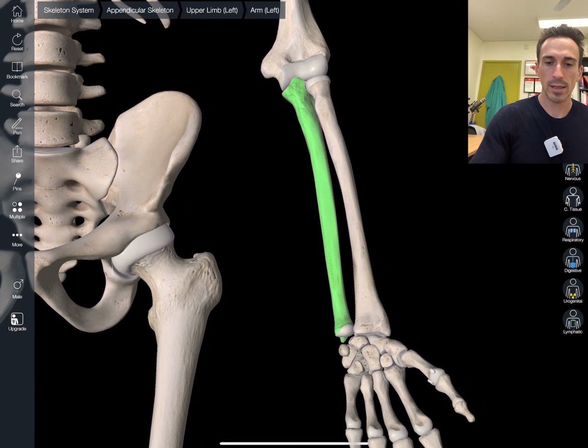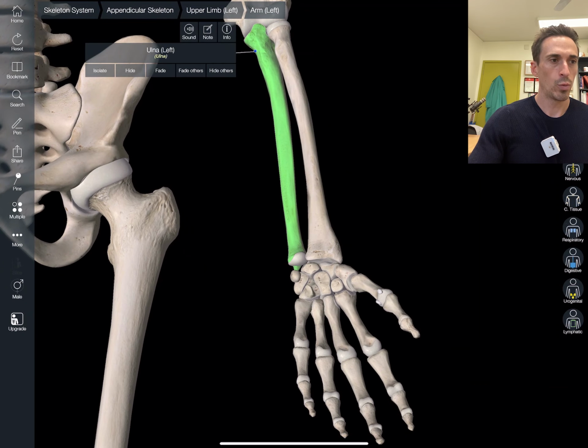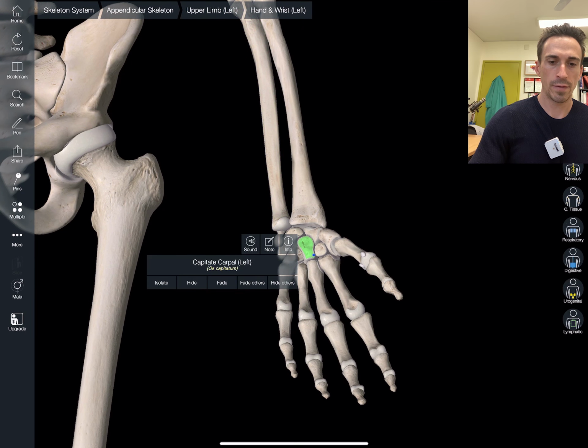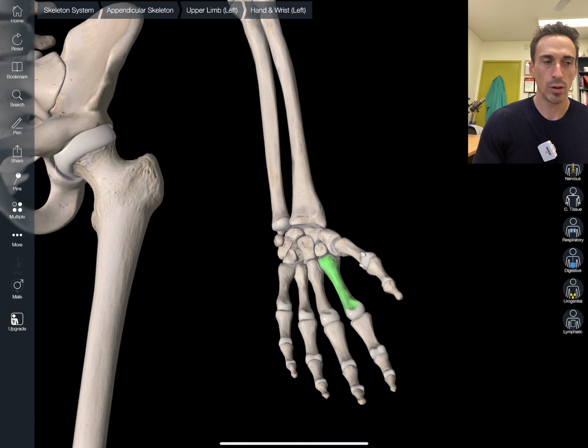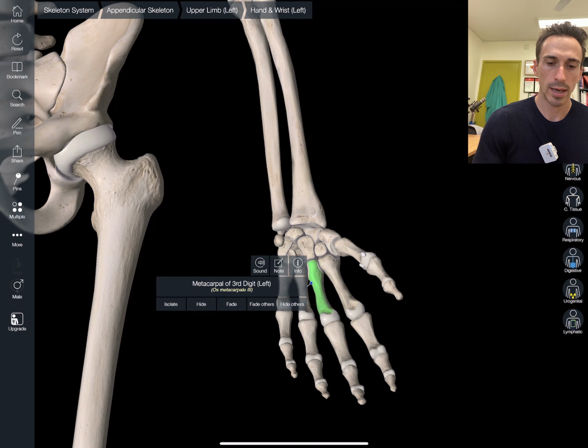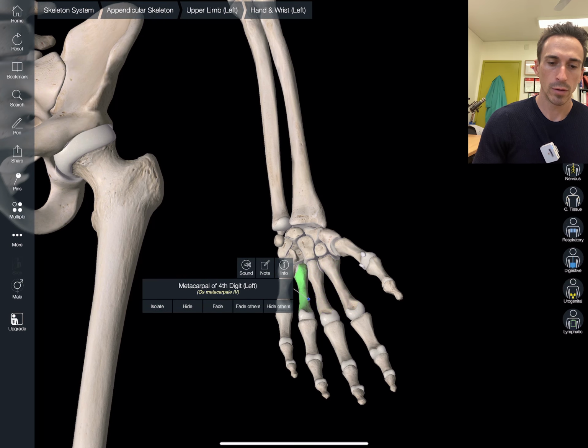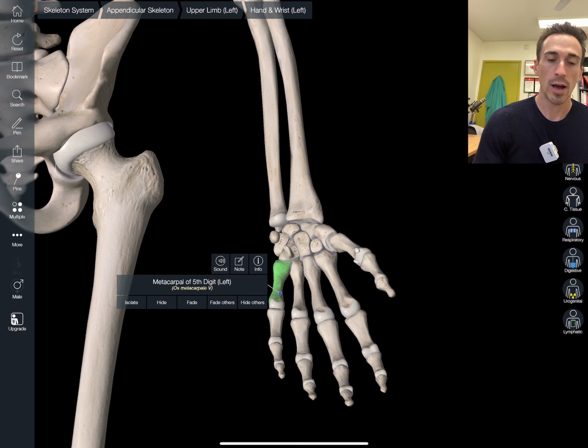Then when we move down to the hand and the wrist, we've got the various bones of the wrist, which you don't need to know, but you do need to know those of the hands. So we've got the metacarpals. We've got 1, which is the thumb, 2, index, 3, middle, 4, ring, and 5, pinky.